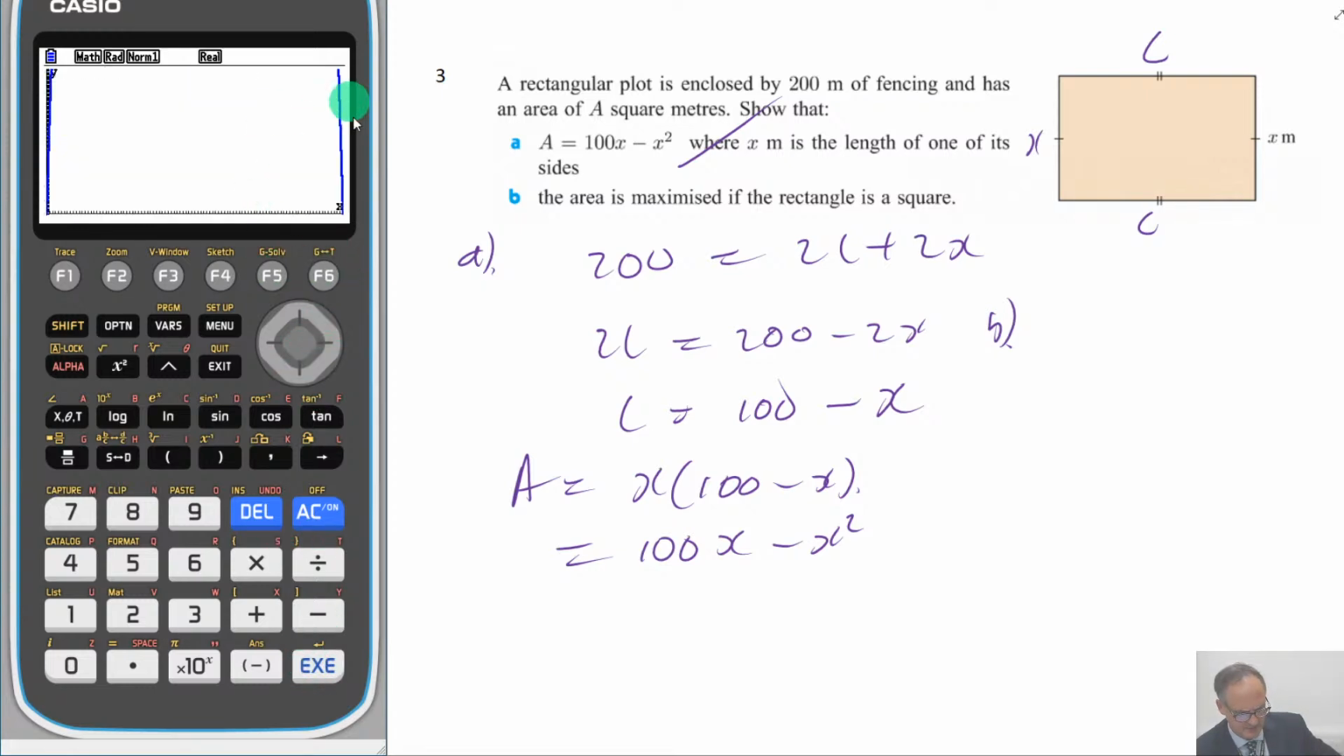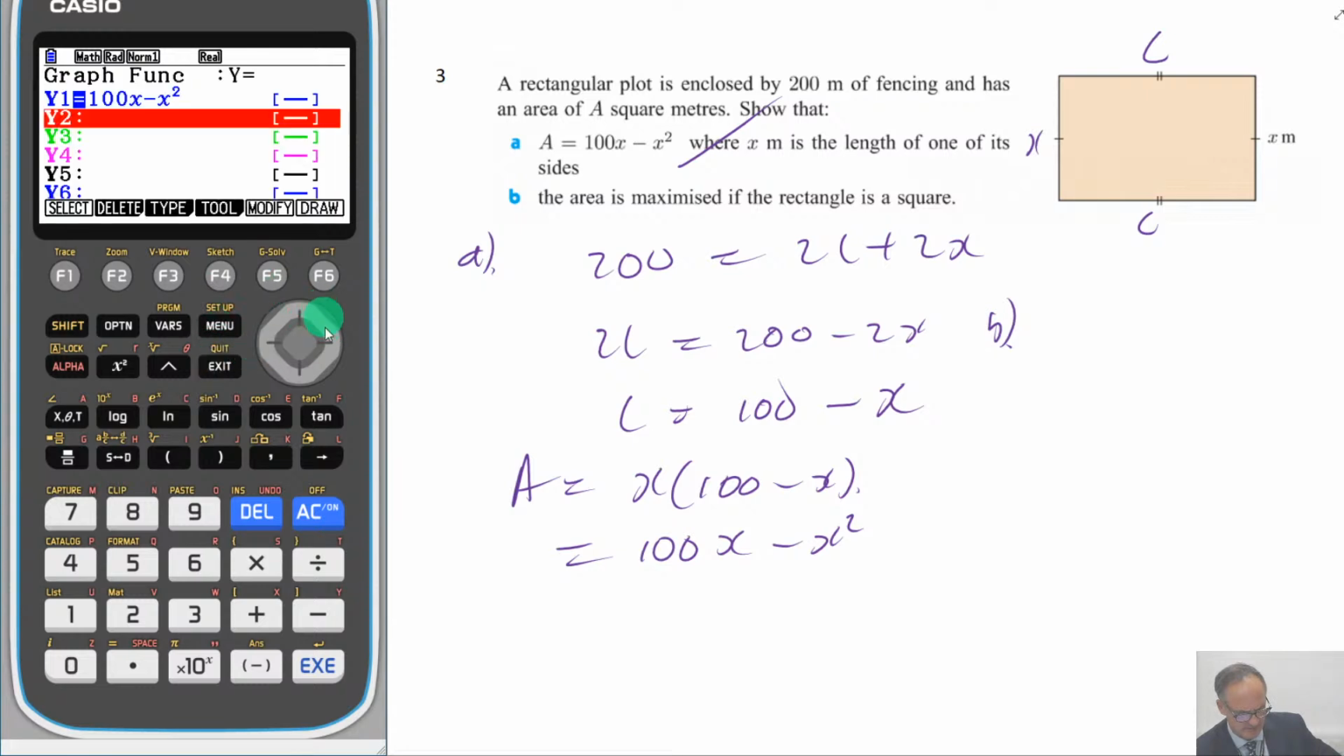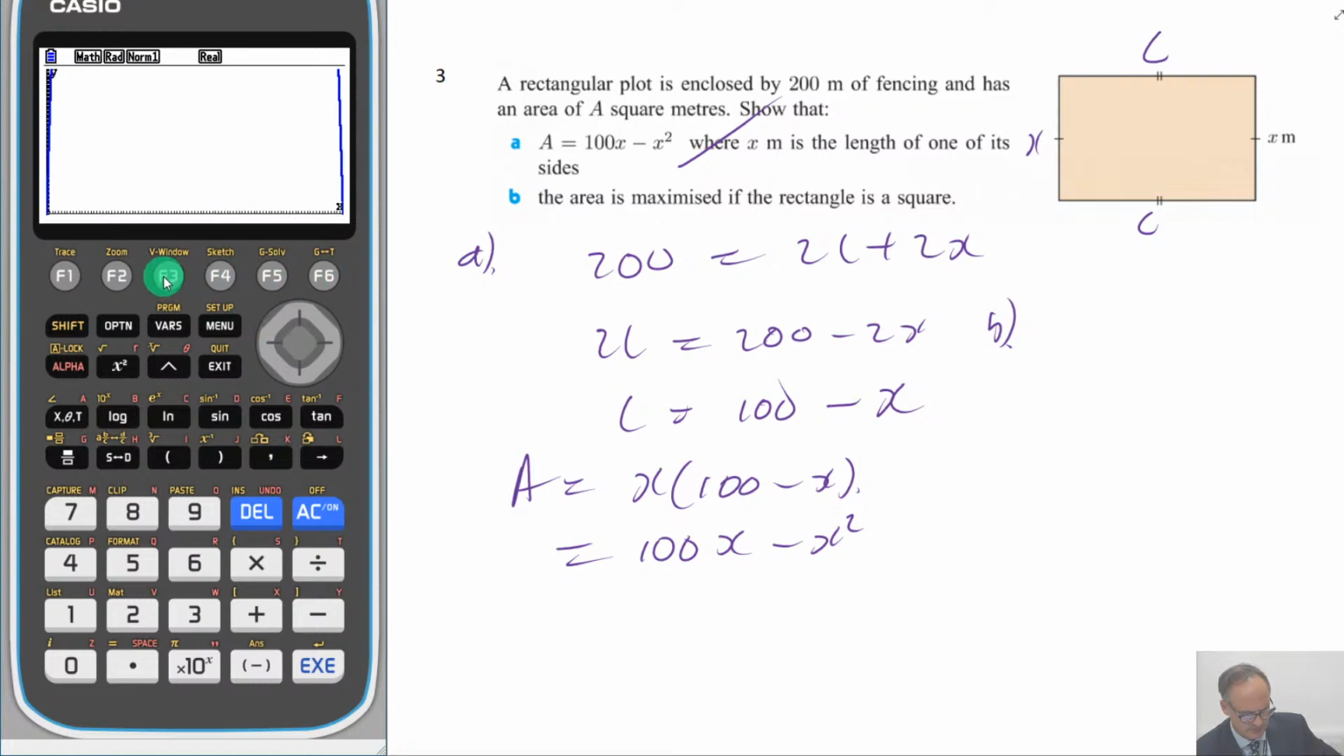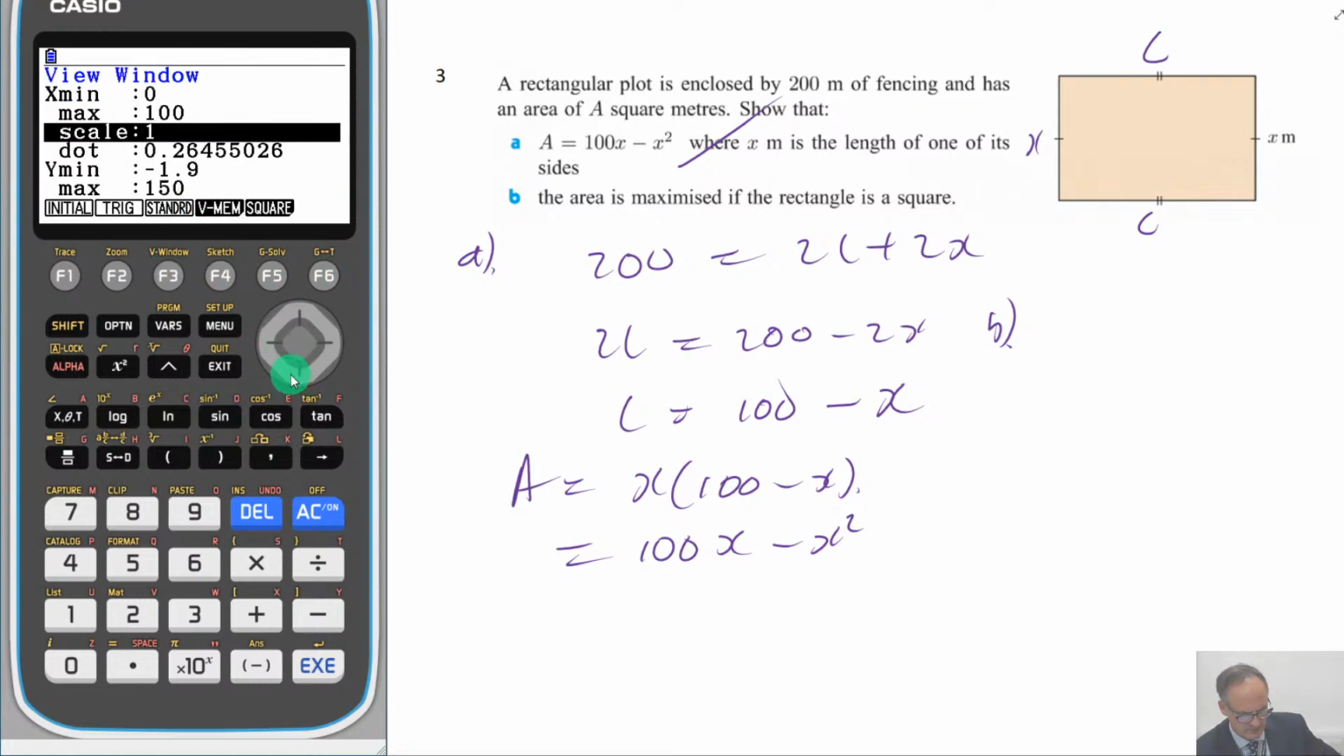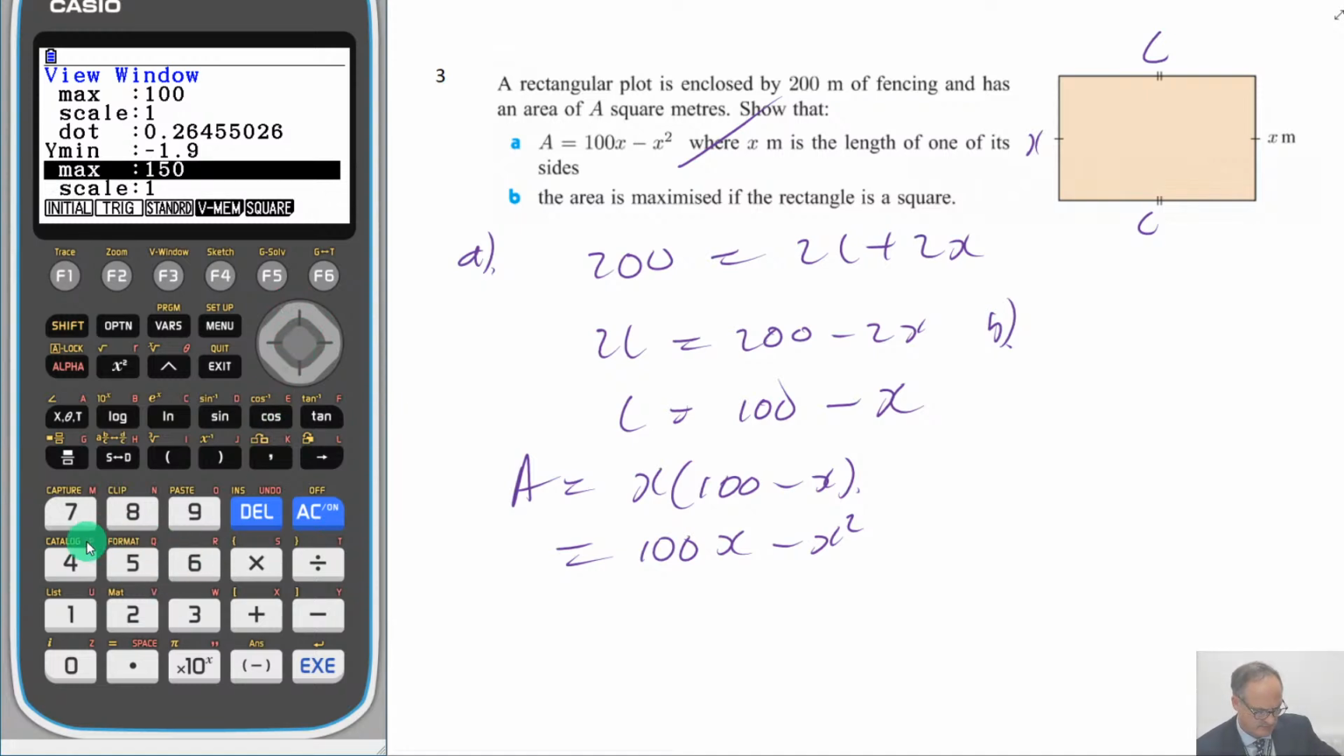Draw that, and you can see it still goes off. So let's make the y value different. Exit, draw, go to view window, go to our y value. Let's make our y maximum 1000 and see what happens.